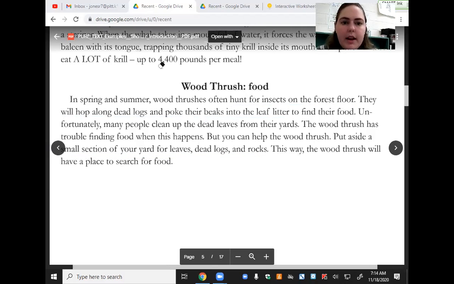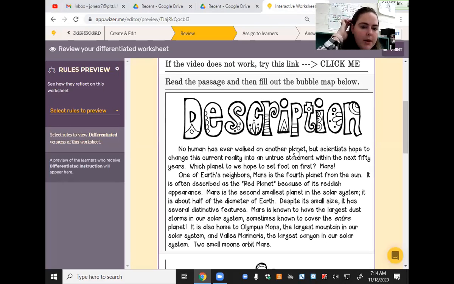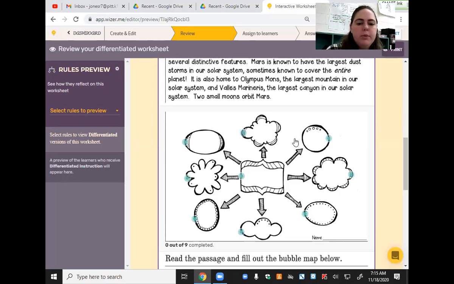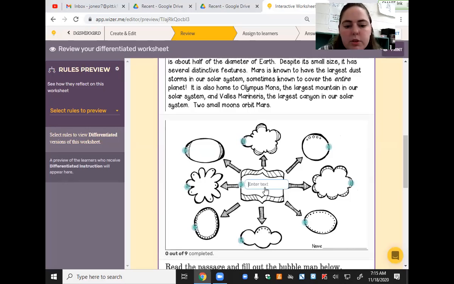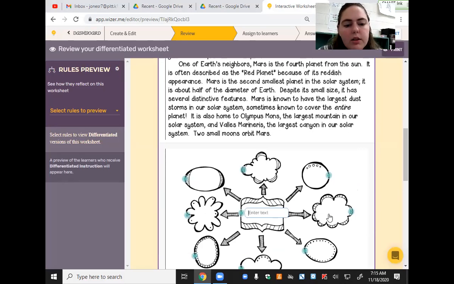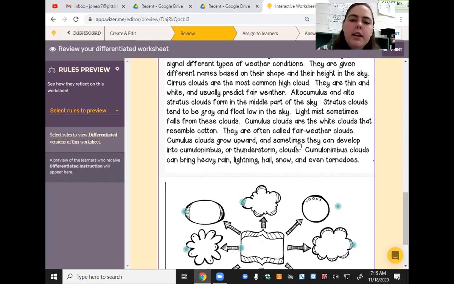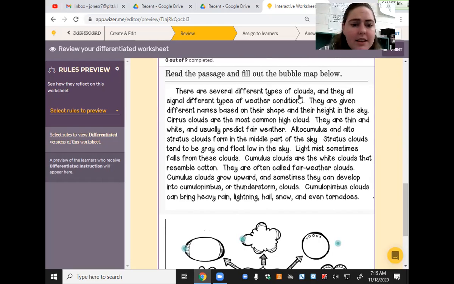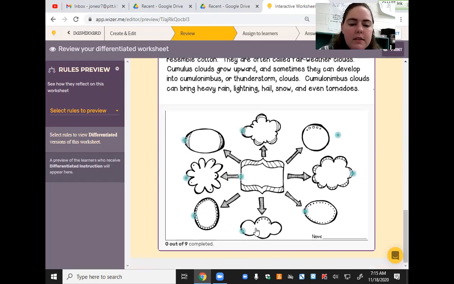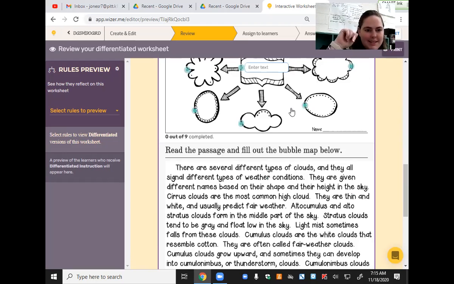All right, guys. So now what you're going to do is go to your worksheet. You're going to read this passage and then fill in the circle map like we did. We're talking about, I think, Mars. So use the circles around it to describe Mars to me. Then you're going to do it again here. Read this one about, I think, clouds. Then you're going to tell me about the different types of clouds. All right, so you guys got this.